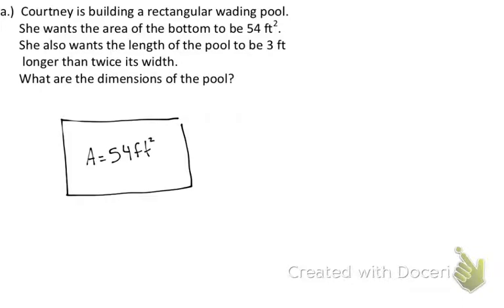We also know that we have a width and we have a length. So our width is going to be W, and our length is going to be twice W plus 3, because she wants the pool to be 3 feet longer than twice the width. So twice the width plus 3. Alright, so we can use this information to figure out what W is.